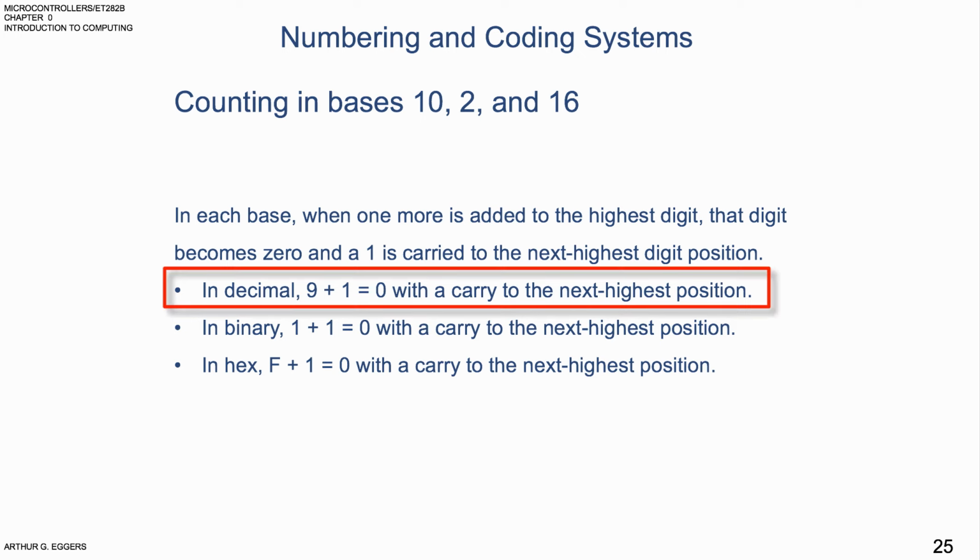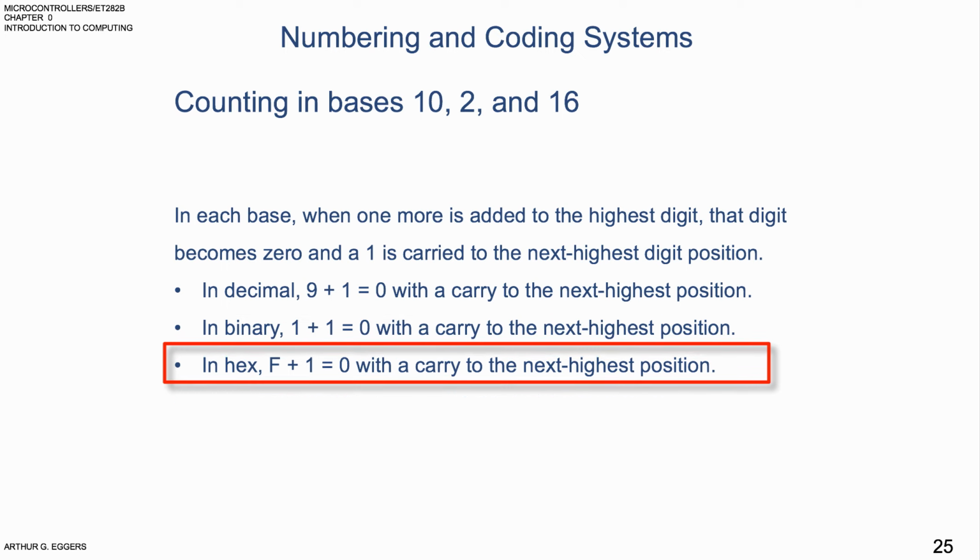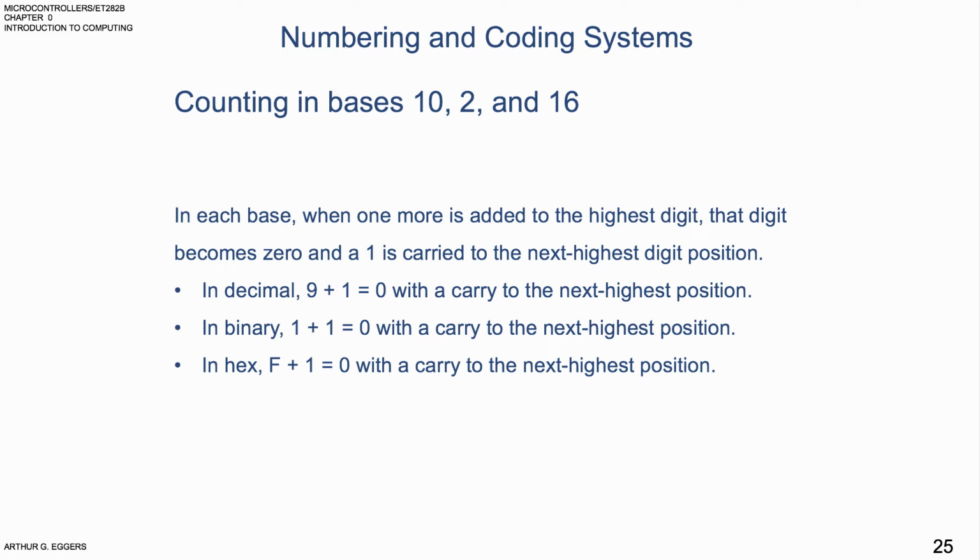So in decimal, 9 plus 1 gives us 0, and we know that there's a carry in the next highest position. In binary, 1 plus 1 gives us a 0, and we have a carry in the next highest position. And then finally in hex, F plus 1 gives us a 0 because we've maxed out the hex value, and we have a carry to the next highest position. So we'll look at that next.